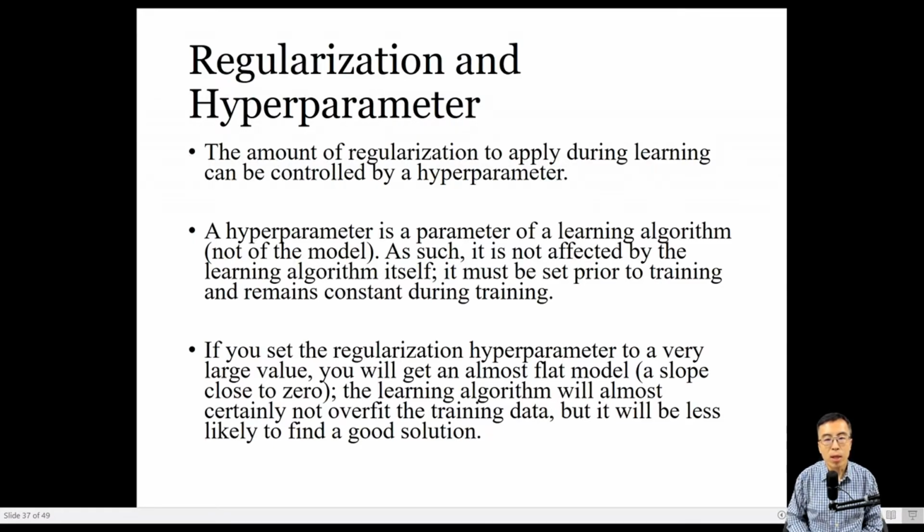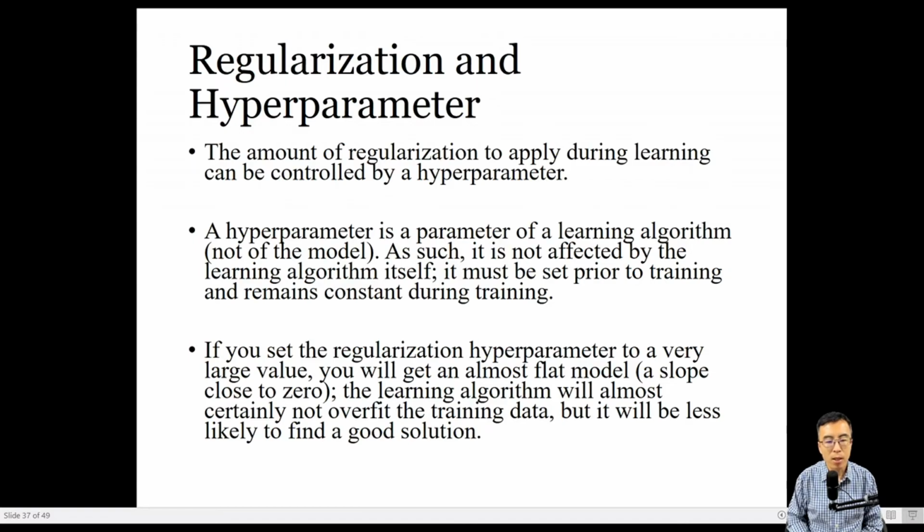The amount of regularization to apply during learning can be controlled by a hyperparameter. And of course, the specific hyperparameter differ for different models. So a hyperparameter is a parameter of learning algorithm, not of the model. So therefore, it is not affected by the learning algorithm itself. And you must set the hyperparameter prior to training, and it remains constant during the entire training process.